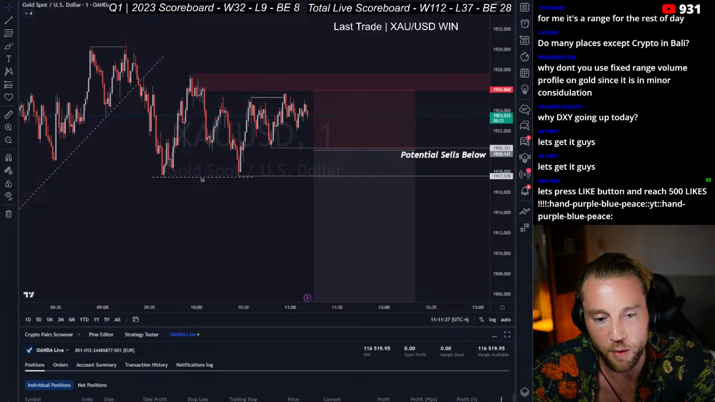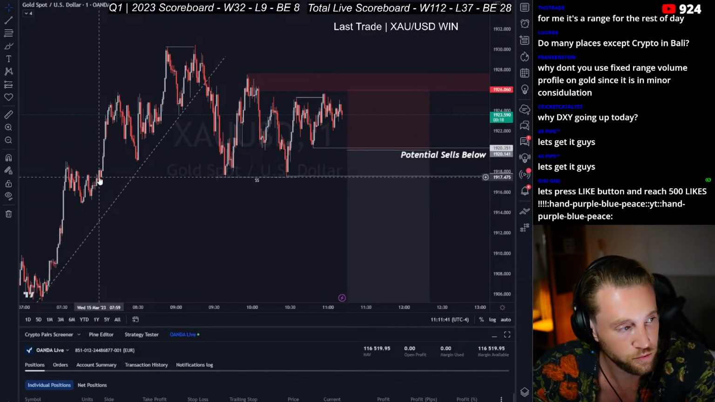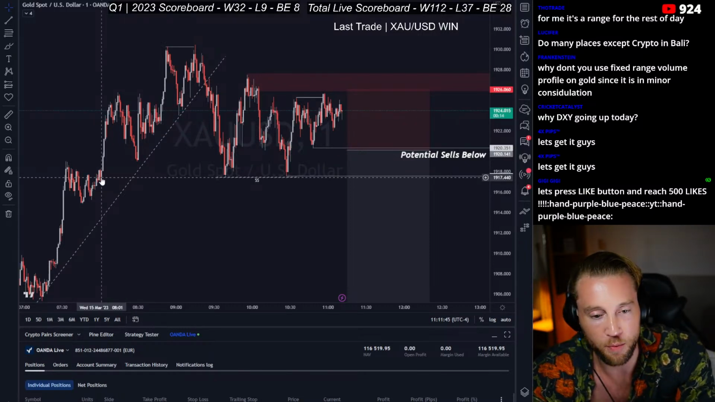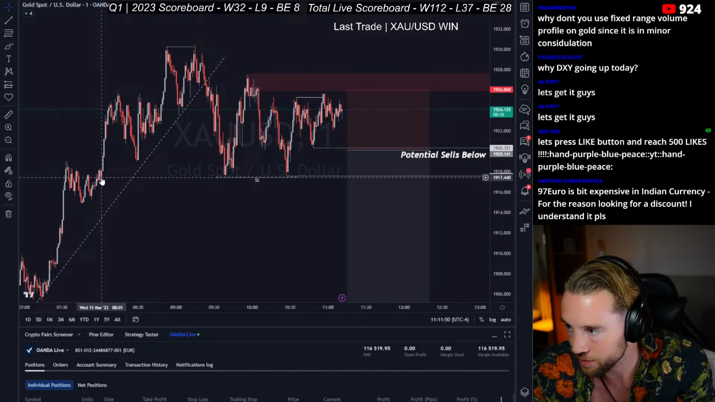Why don't you use the fixed range volume profile? Because we have not expanded yet. All right, so it's consolidation, expansion, retracement, continuation. So now we are in consolidation.